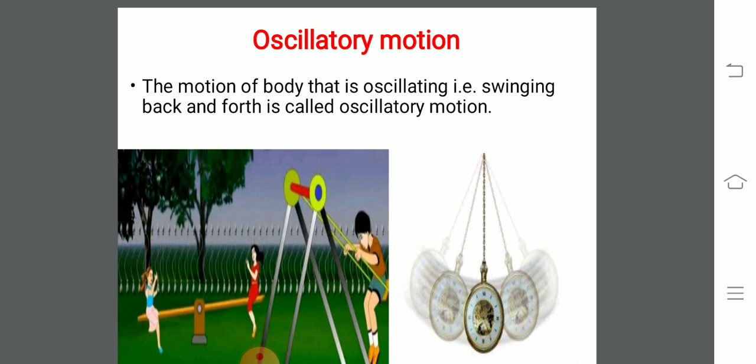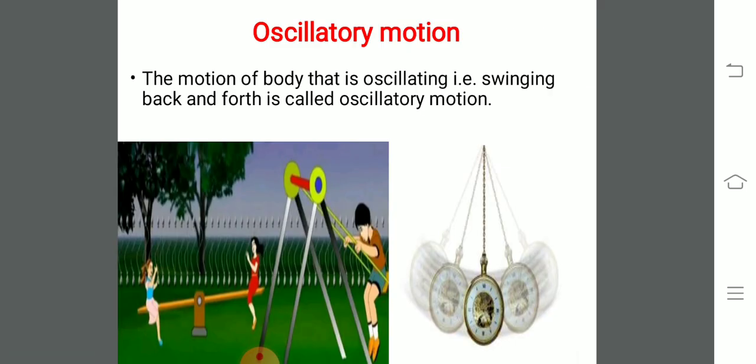Oscillatory motion can also be termed repeated motion. Why? Because in it an object repeats the same movement over and over. If you observe the pictures shown, in the first picture the girls are playing on a seesaw. If you observe the motion of the seesaw, it continuously goes up and down. That motion is repeated again and again, so this motion is oscillatory motion.